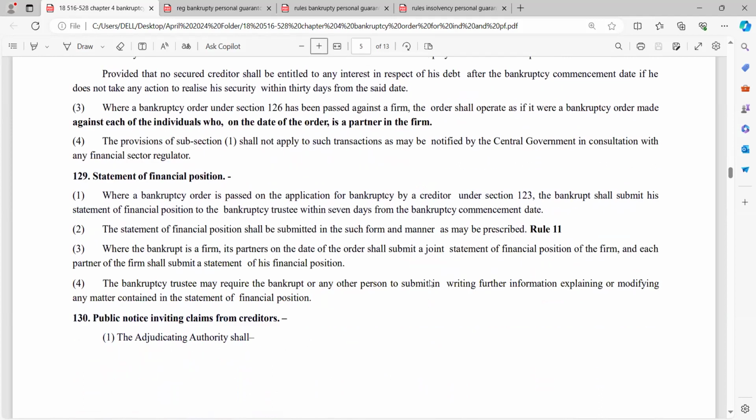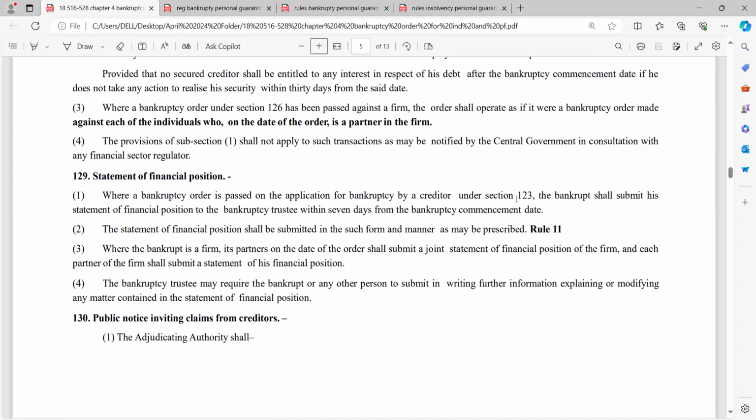Now, statement of financial position. Section 129. It says, where a bankruptcy order is passed on the application for bankruptcy by a creditor under section 123, the bankrupt shall submit his statement of financial position to the bankruptcy trustee within 7 days from the bankruptcy commencement date.